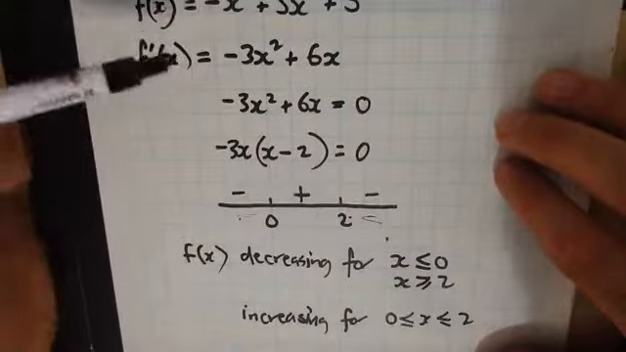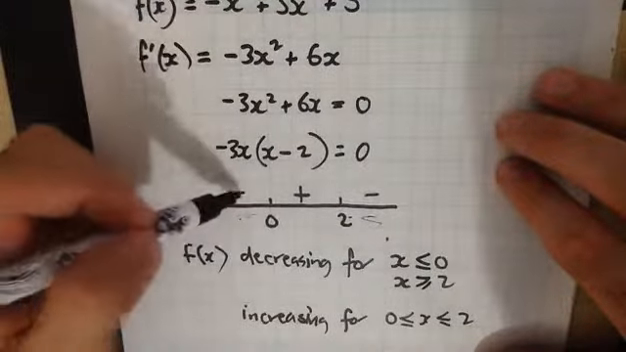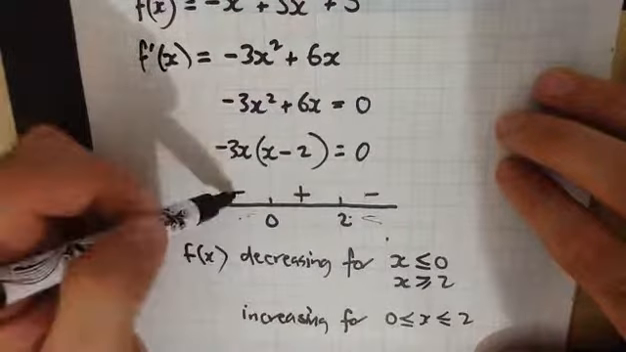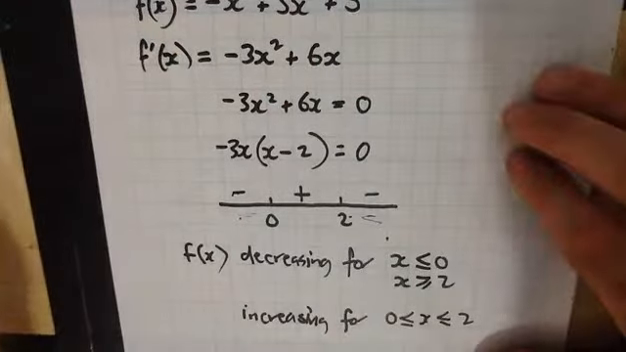Okay? So what you need to do is you get the derivative, get the sign diagram of the derivative. Where there's a negative, it's decreasing. Where there's a positive, it's increasing. And you just write down the intervals using inequality signs.